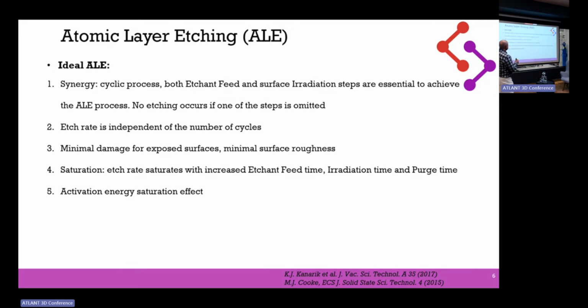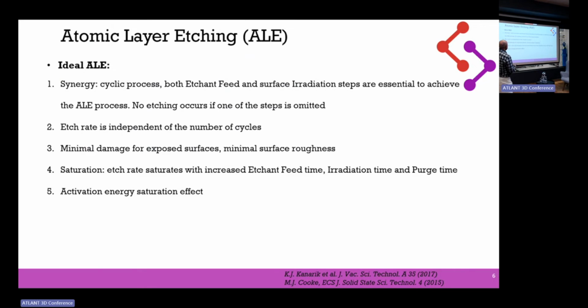The synergy: both the etchant feed and the surface irradiation are essential to achieve it. If one of the steps is removed or omitted, then there's no etching, or there's no ALE regime. The second is that the etch rate is totally independent of the number of cycles. I mean, each cycle has the same etch depth. Third, of course, other parameters we are considering in the ideal case of ALE are minimum damage and even smoothing of the exposed surface.